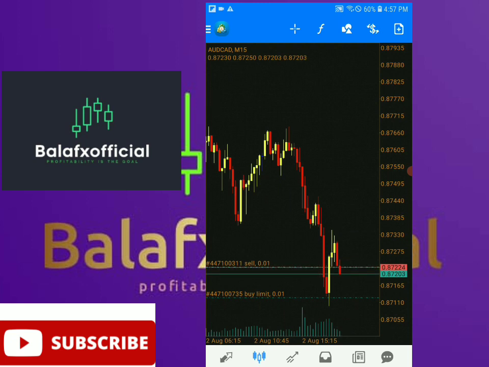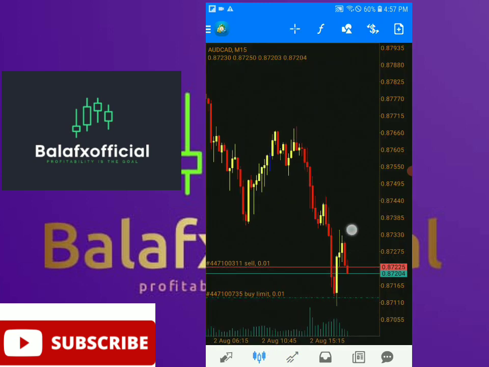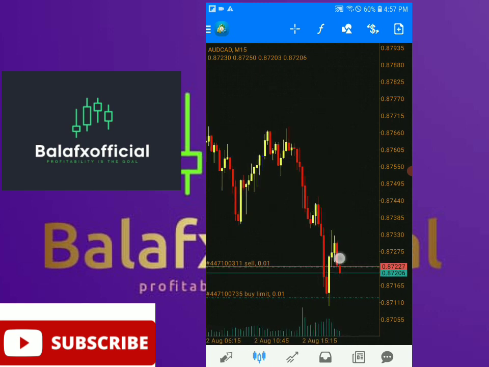Then let me go for sell limit. Sell limit is above the price. So when price reaches here, I can sell, even though I'm away from the market, like if I'm not within this place, I'm supposed to sell in the market.